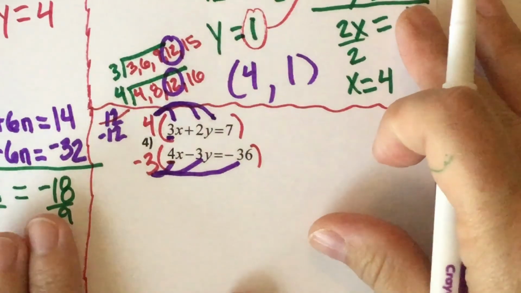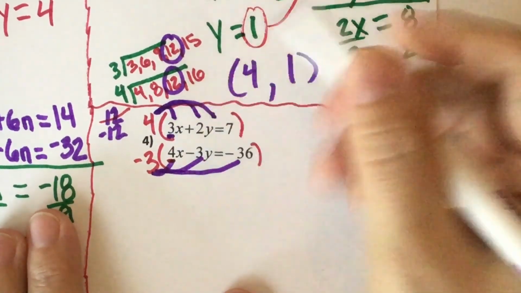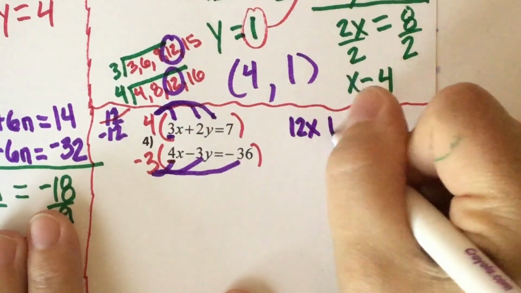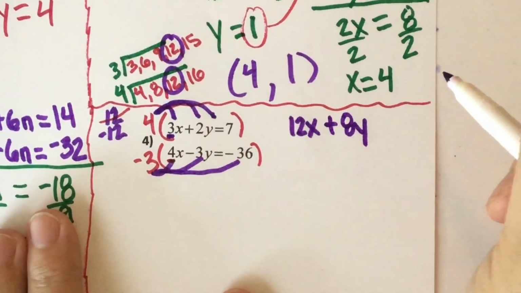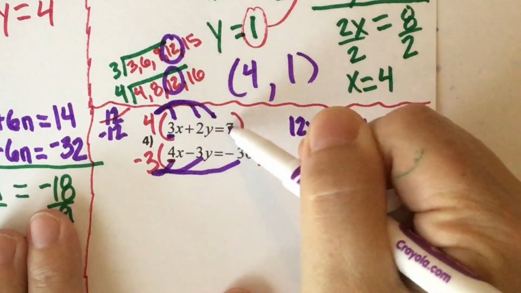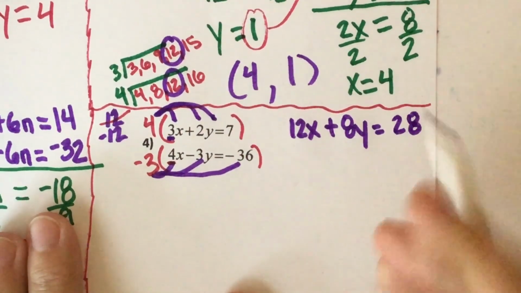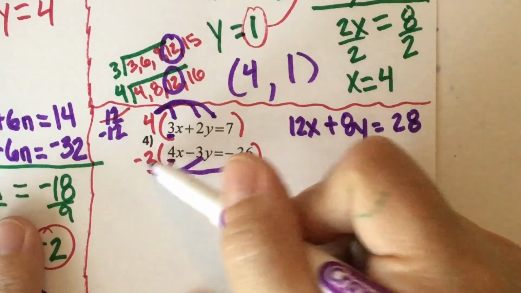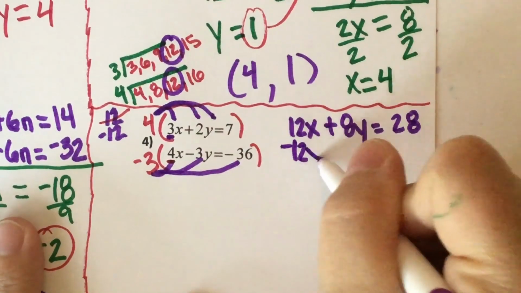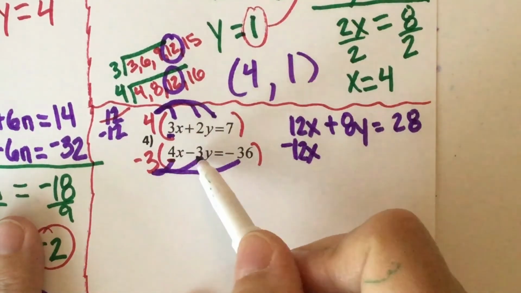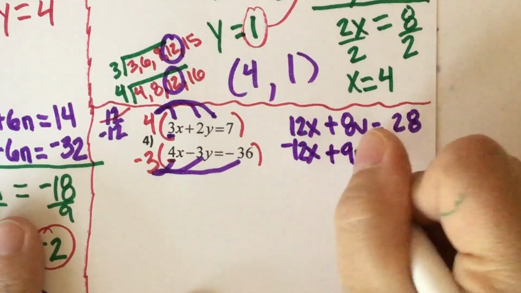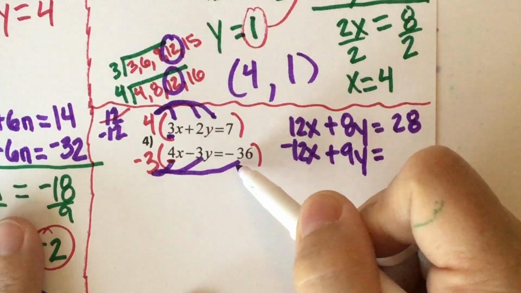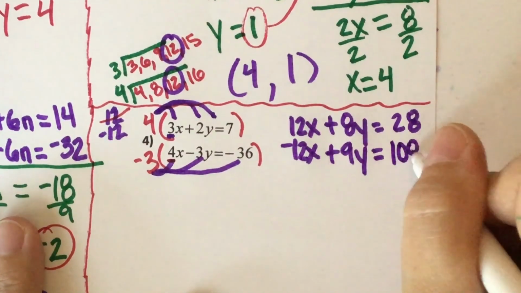So here we go. 4 times 3x is 12x. 4 times 2y is 8y. And 4 times 7 is 28. In the bottom, negative 3 times 4x is negative 12x. Negative 3 times negative 3y is a positive 9y. And negative 3 times negative 36 makes a positive 108.